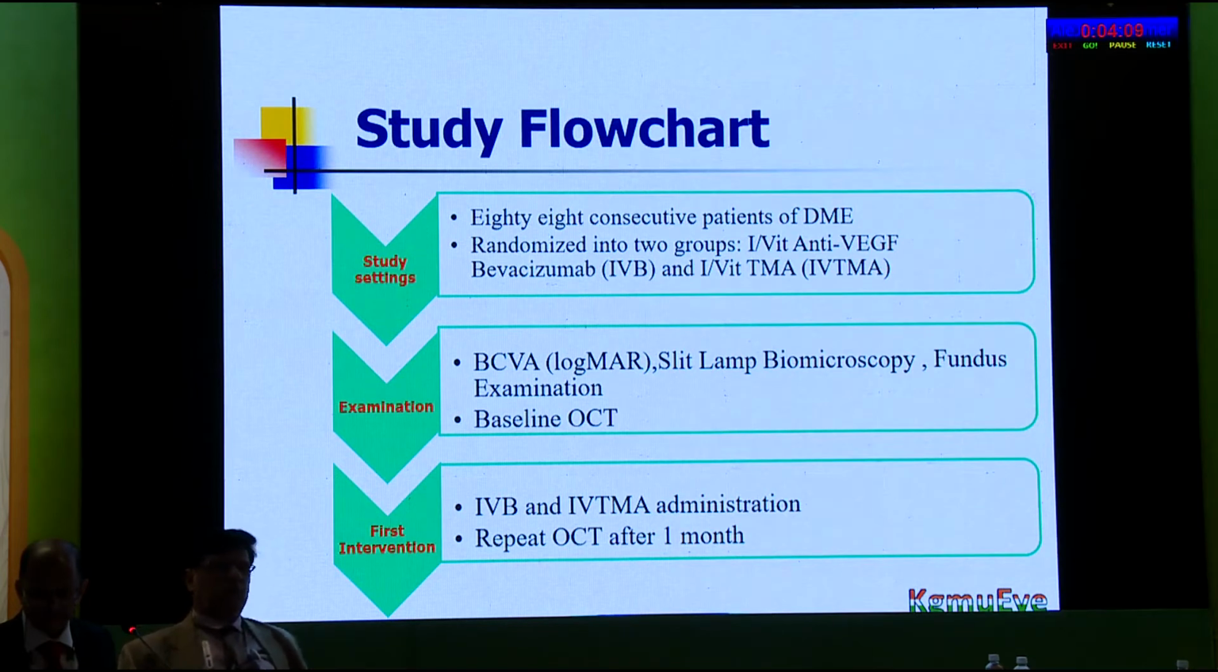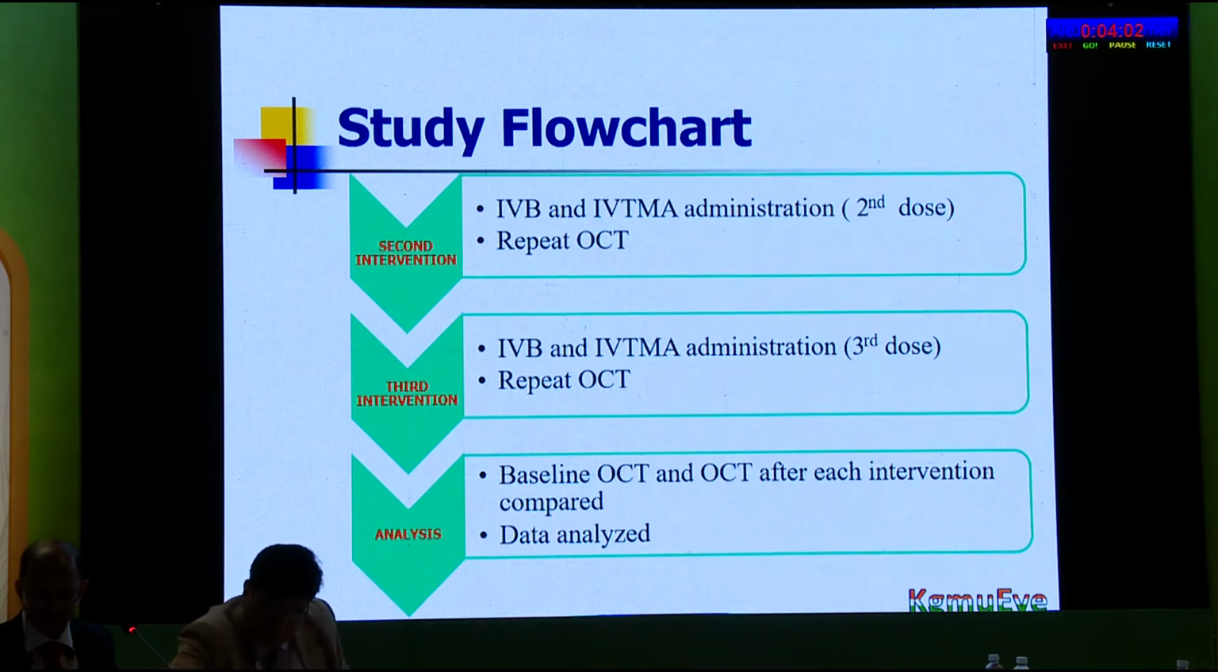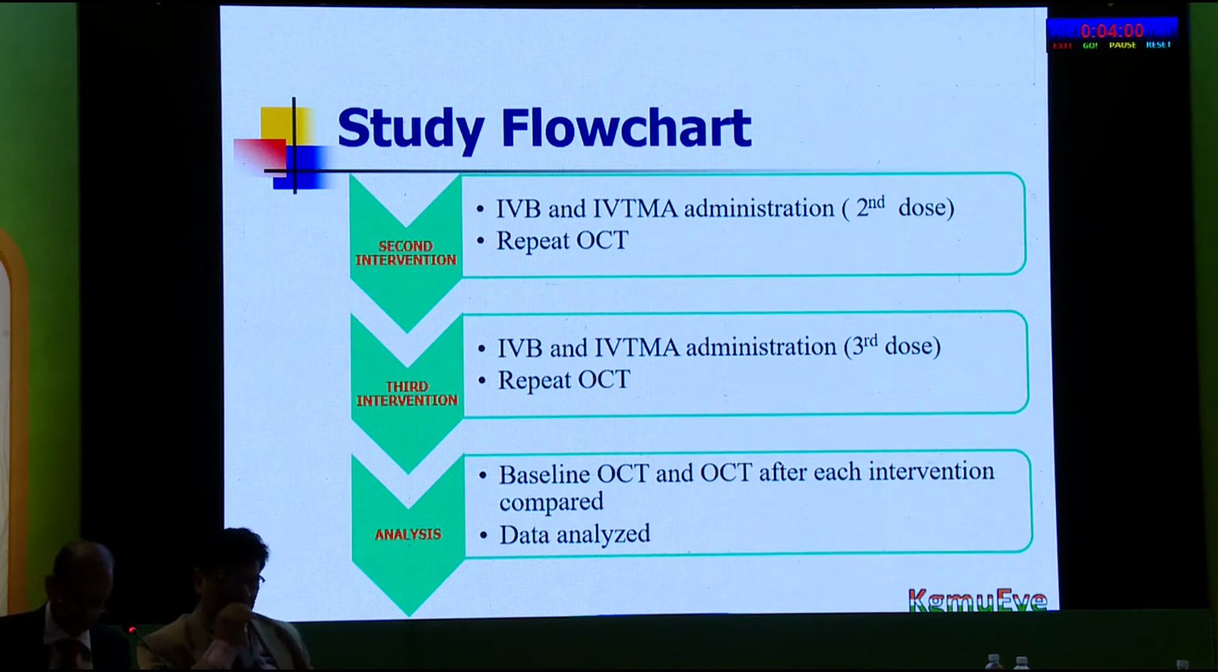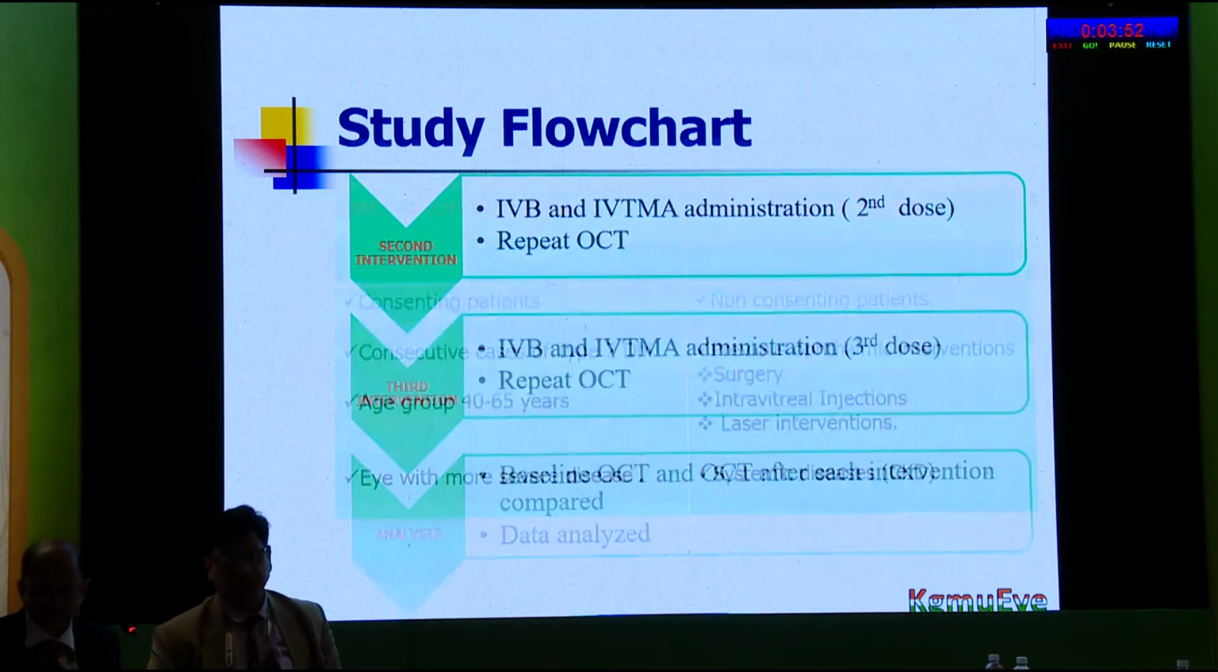After the first intervention of IVB and IVTA, the OCT was repeated again after 1 month. The same method was repeated after the second intervention and even after the third intervention. We collected the OCT and the data was analyzed.